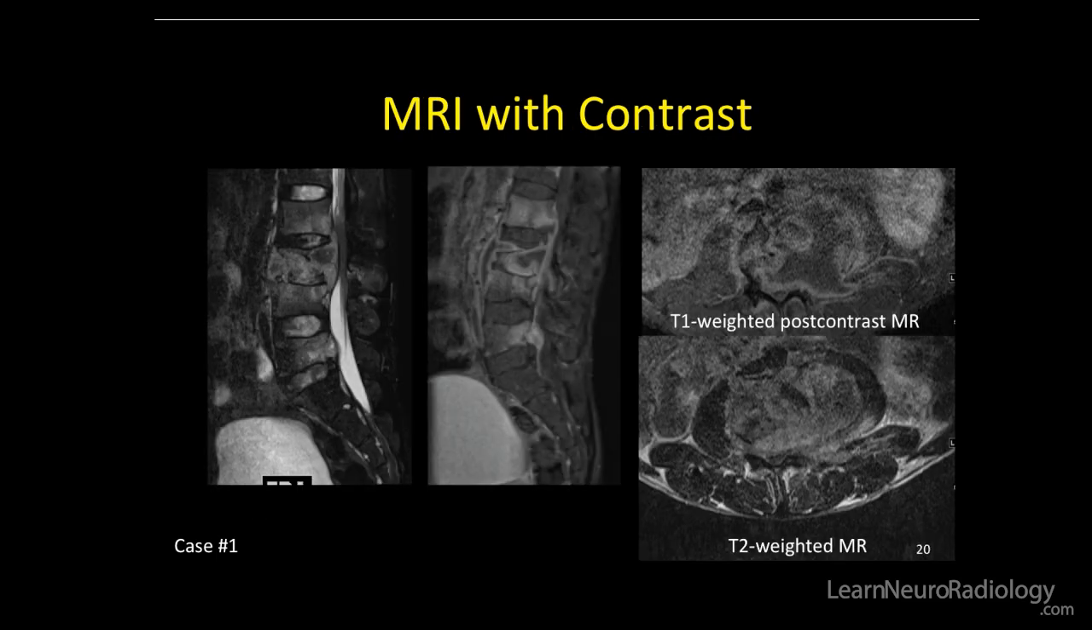Here's the MRI, sagittal T2 and sagittal T1 post-contrast with fat-saturated images. Again, it shows that the abnormality, the lesion, pretty much involves all of the L3 vertebral body with extraosseous extension.